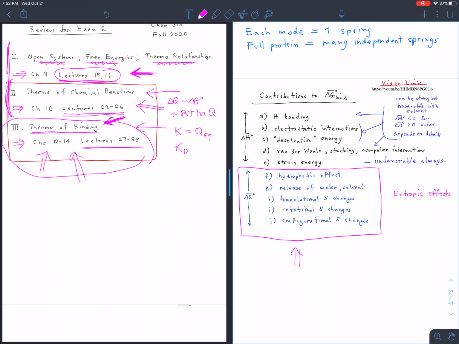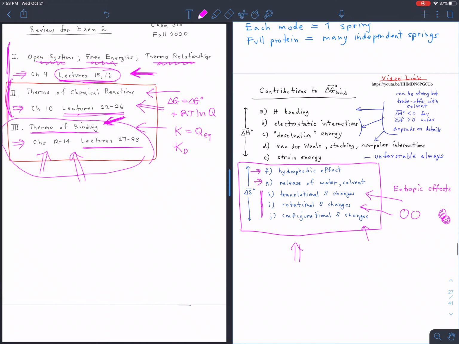entropic contributions. Some of those are obvious. The changes in translational degrees of freedom: if you go from 2 molecules to 1 complex, you obviously lose net translational degrees of freedom. Likewise, rotational degrees of freedom and configurational changes. Binding generally makes all of these unfavorable. Sometimes you release water when you bind, and that's favorable. You're releasing water to run around in solution more freely. And then there's the hydrophobic effect, which is, of course, a little bit more subtle and also very important.